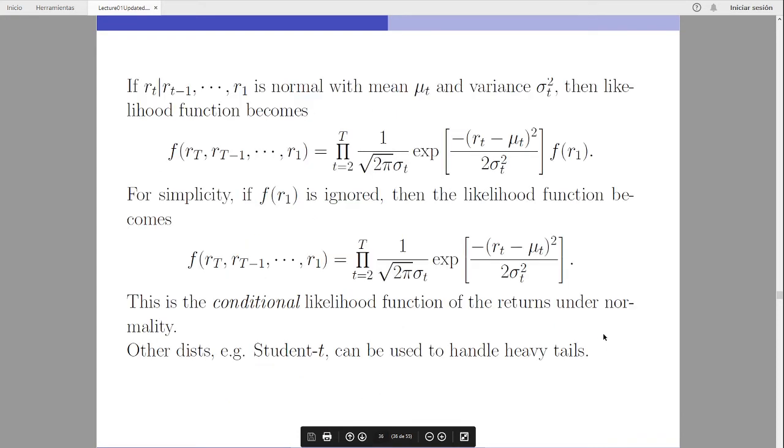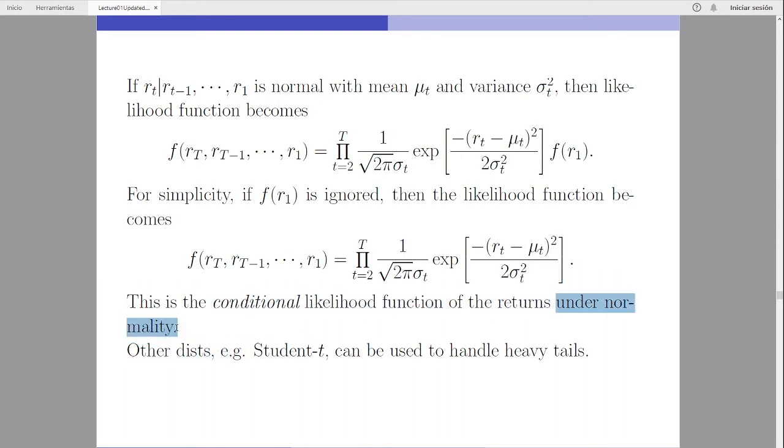Now, if these conditioned returns are normal, I mean, if we can accept normality on this variable with this mean and this variance, then our likelihood function can be calculated directly. A normal is a curve with an equation, so we can apply it here. And what we get is this product of normal curves times f of r1. However, for simplicity, we can just ignore f of r1 and consider it like this. And we call this the conditional likelihood function of these returns.